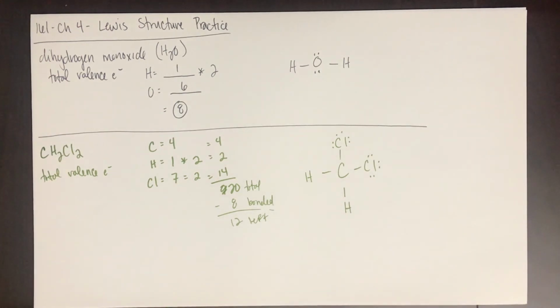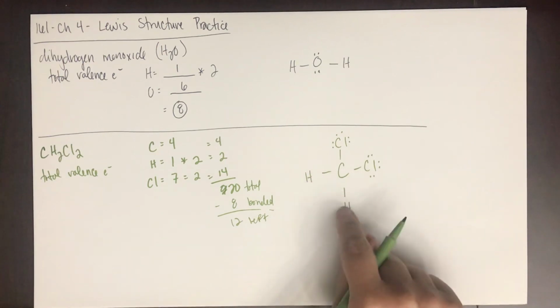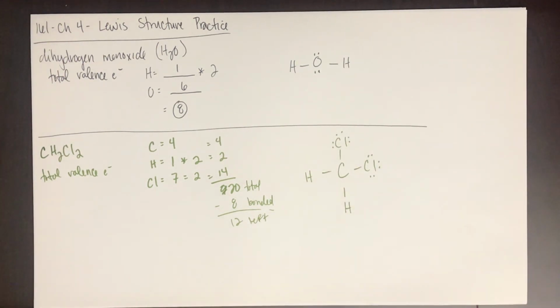So this is the correct Lewis structure. Carbon has a full octet, hydrogens have a full duet, which is what they want, and the chlorines have a full octet. So this is the correct Lewis structure for CH2Cl2.